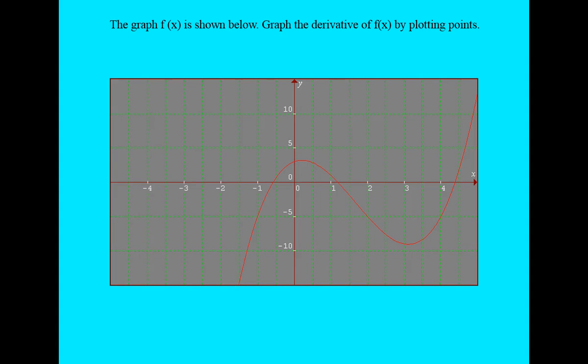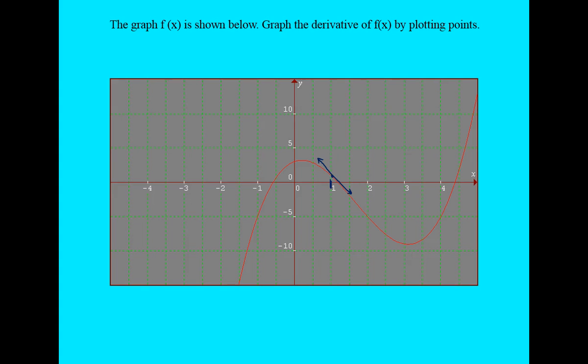Keep in mind that the derivative represents the slope of a tangent line at a particular point. So for instance, if I wanted to find a point on the derivative function for x equals 1, I would have to estimate the slope of the tangent line at that point. If I can find the slope of that line, that is the point I would plot at x equals 1 for the derivative graph.